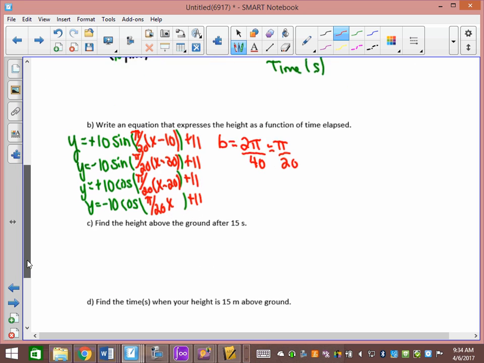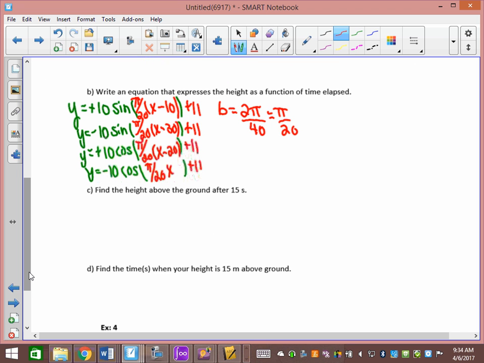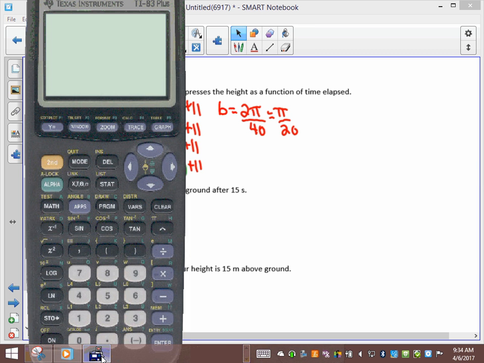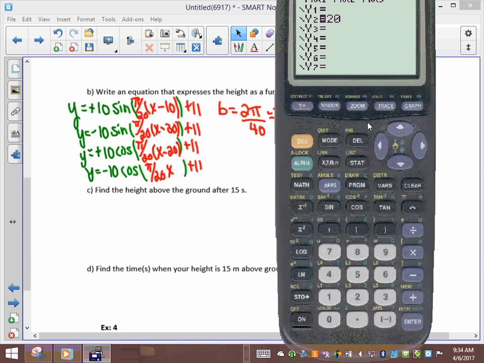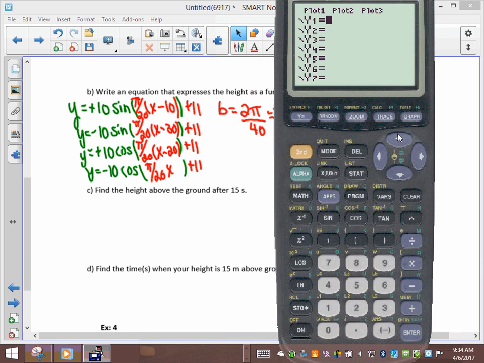So to answer any of the questions below, I have two questions below. I'm going to put in the easiest one because any of those four get me the graph. So I'm going to put this one into my calculator. And I'm going to check and see if it looks the same. So I'm going to go negative 10 cos pi over 20 in brackets because it's a fraction. X plus 11.